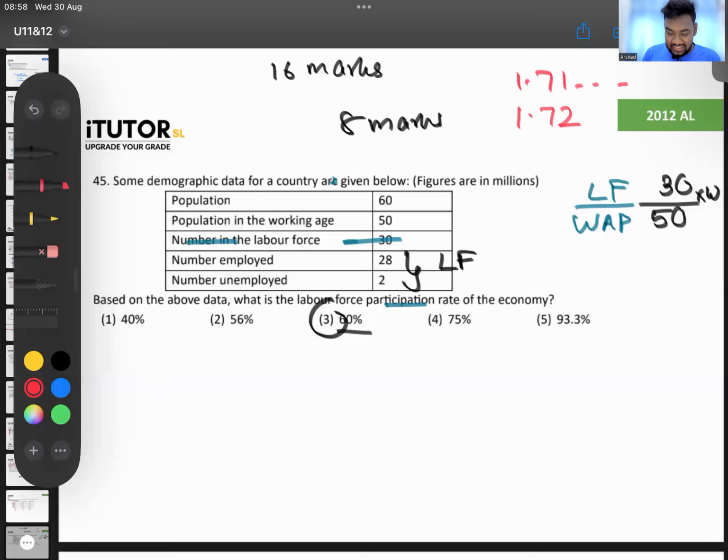Okay, can I explain the answer? I guess the answer is what I did. The labor force participation rate is the labor force divided by the working age population into 100. I explained the story before in the 2011 question.